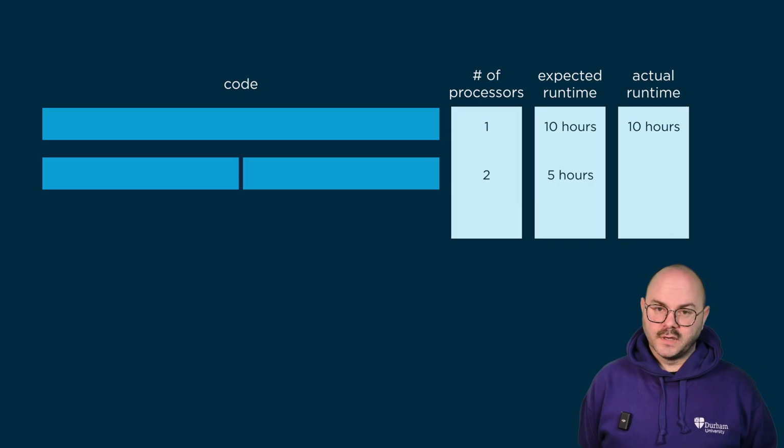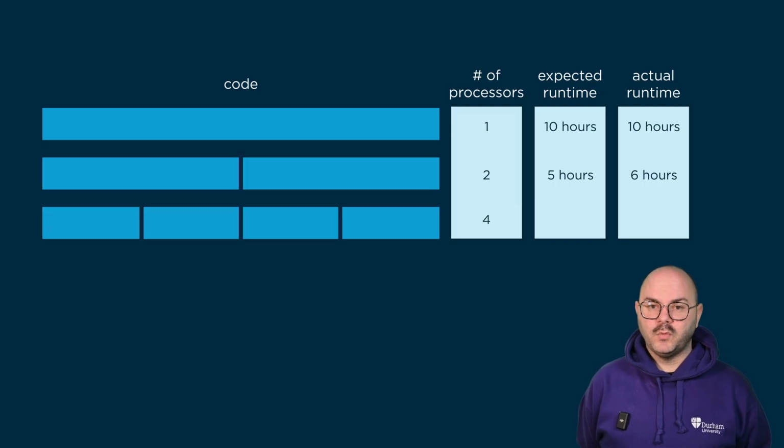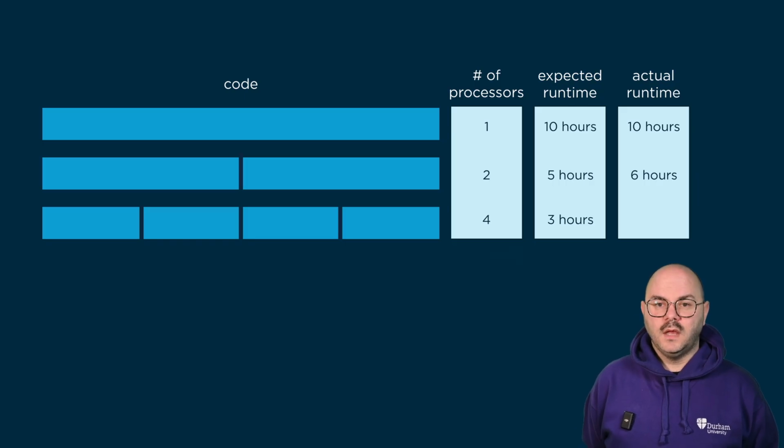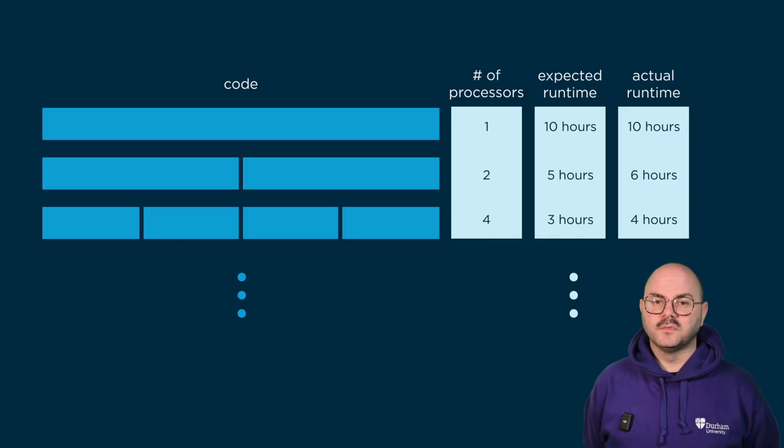In practice, this is rarely so. In our imagined scenario, the runtime might be closer to 6 hours. If we double the number of processors again, we might expect the runtime to be half of the two-processor runtime, or 3 hours. However, in practice, this is also unlikely to be the case. In our imagined scenario, the runtime might be closer to 4 hours. Repeating these experiments forms the backbone of a strong scaling study. Understanding this behavior, the relationship between the program runtime in terms of the resources used, is the fundamental question of scaling analysis.